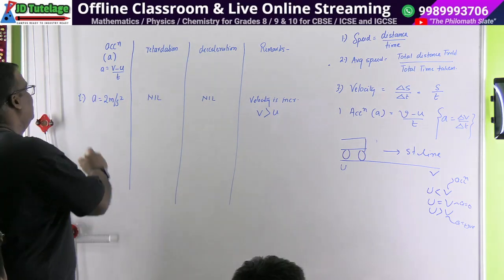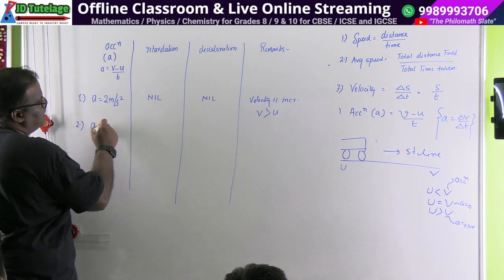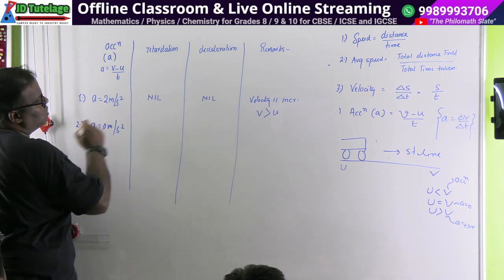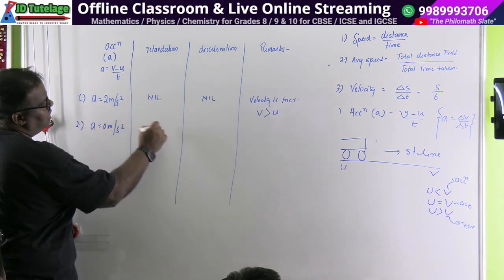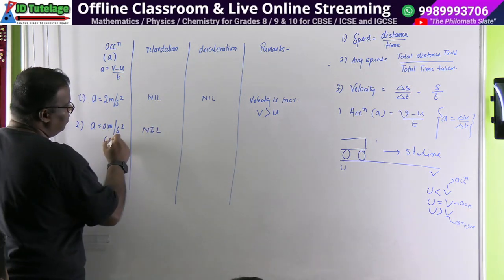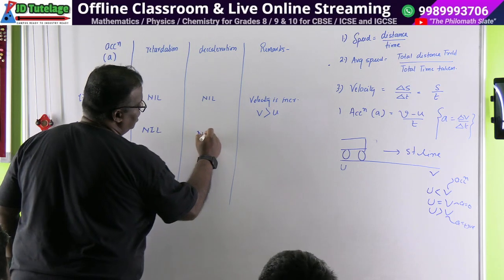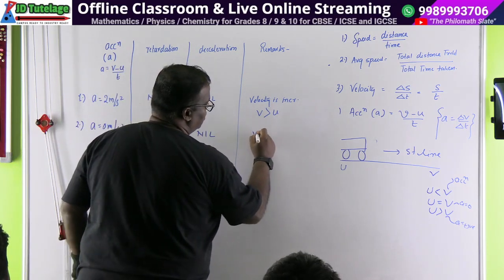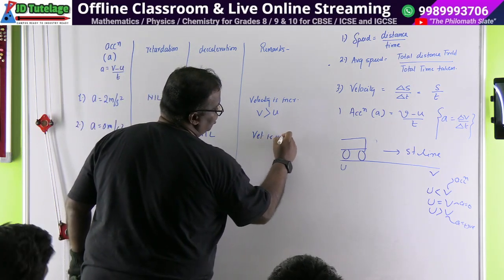तो नंबर 2, a is equal to 0 meter per second square, retardation nil. Okay, acceleration यहां भी नील ही हो गया, deceleration nil. This means velocity is uniform.